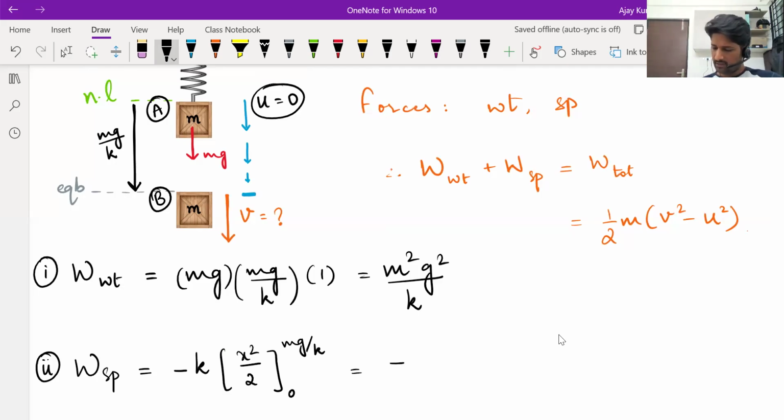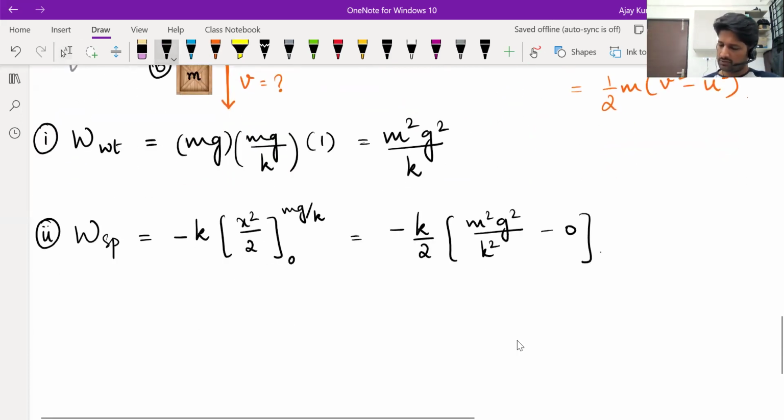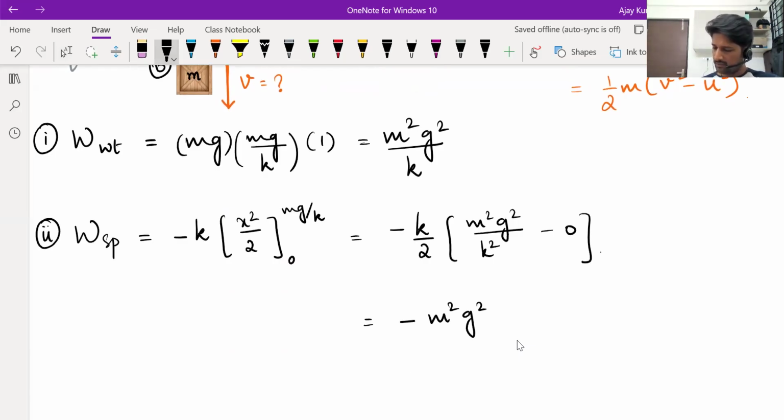Substitute it. It becomes minus k by 2 into x square. So you have to square mg by k. It becomes m square g square by k square. And lower limit, if you substitute, you'll get 0. So the work done by spring force is minus m square g square by 2k.